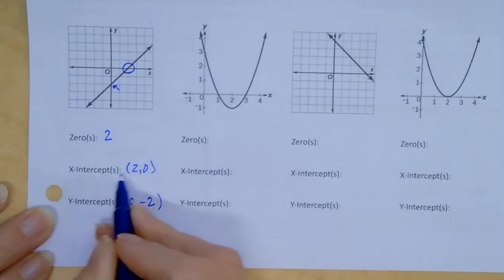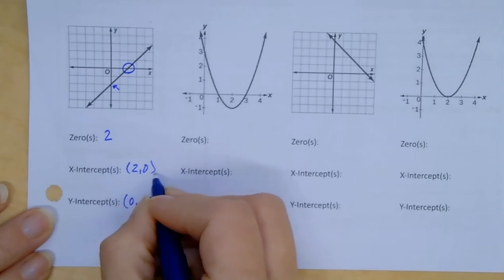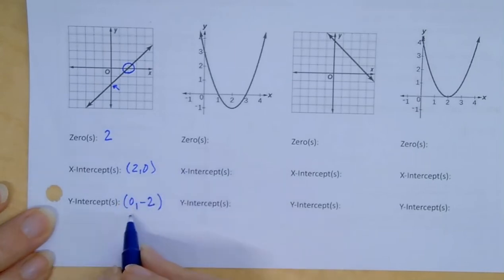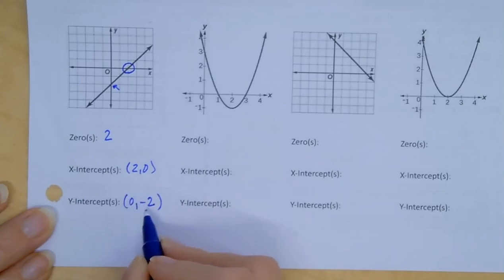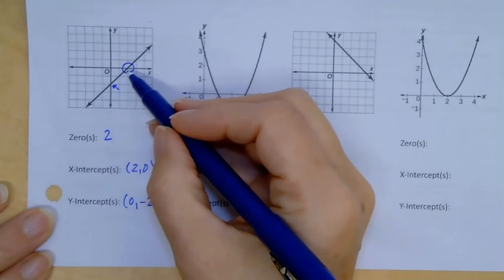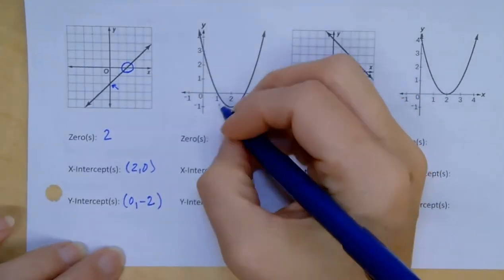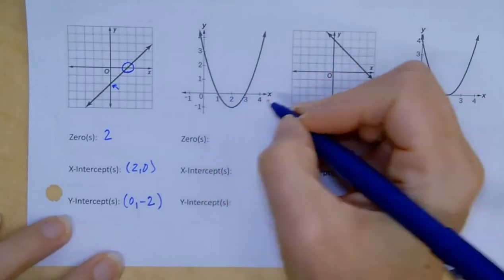So notice every time you have an x-intercept, you have some value x, 0. Every time you have a y-intercept, you have a 0 in the x, and some value for y. Okay, this time we only had one 0, only one x-intercept, but if we look at our next problem, you can see that we are crossing that x-axis twice.